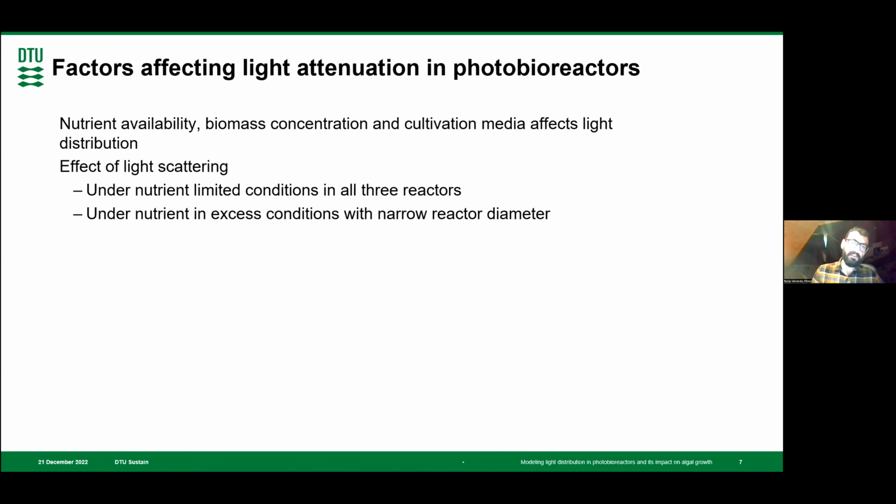We have also observed this in the narrowest reactor. So when we have the shortest diameter in our reactor, there is more scattering effect, we suspect from the walls, which also highlights an effect on how we model the light distribution.